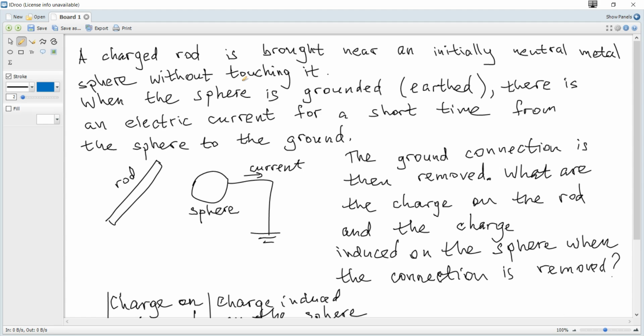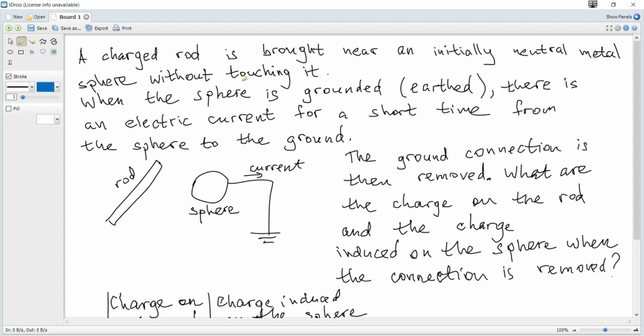A charged rod is brought near an initially neutral metal sphere without touching it. When the sphere is grounded to Earth, there is an electric current for a short time from the sphere to the ground. The ground connection is then removed. What are the charge on the rod and the charge induced on the sphere when the connection is removed?